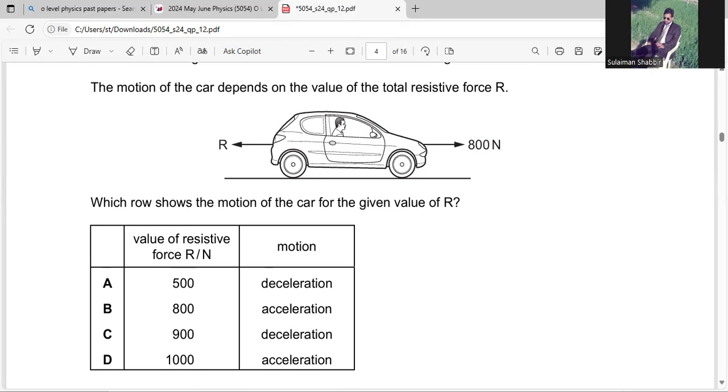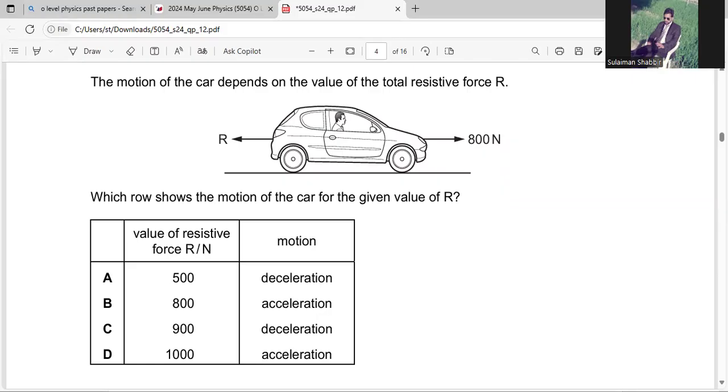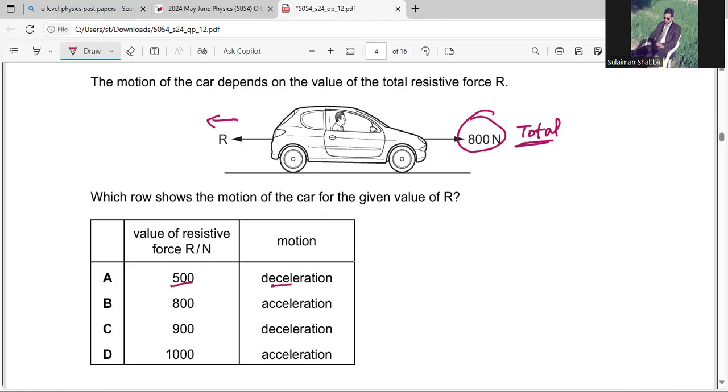So if I go with it, I will simply say that 800 newtons is the total force applied. Then this resistive force is also working. If the resistive force is 500, then deceleration is not possible, because the applied force is 800. If my resistive force is 500, then it should be accelerating, with 300 newtons as the accelerating force. So it is not possible.